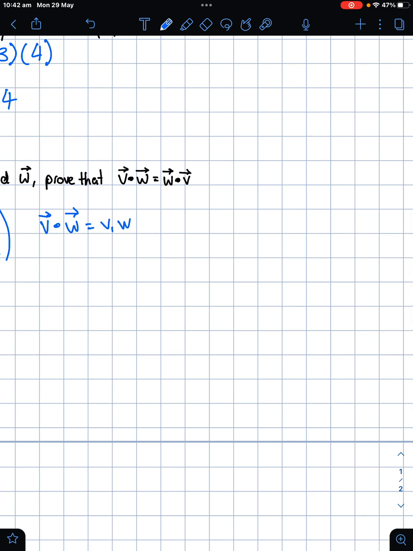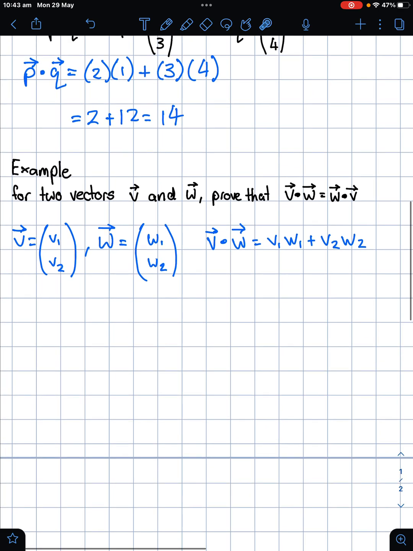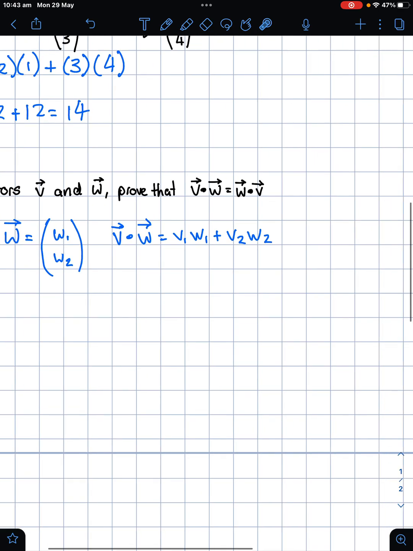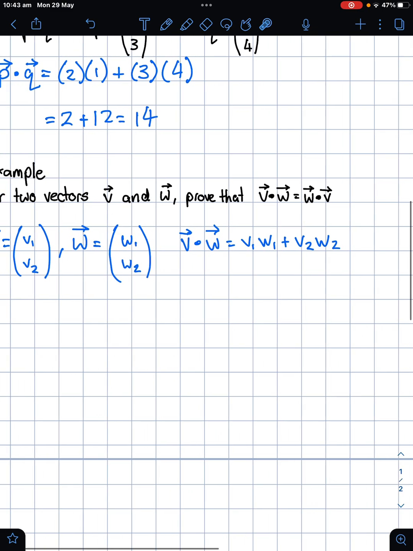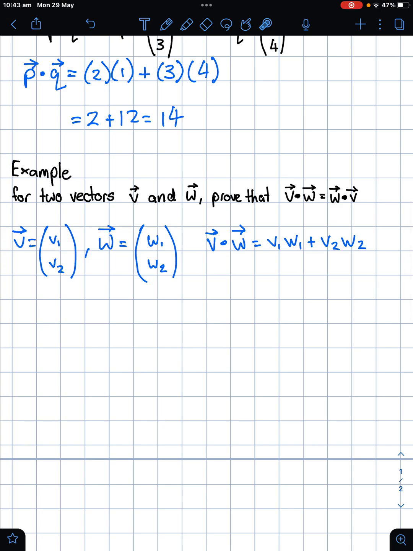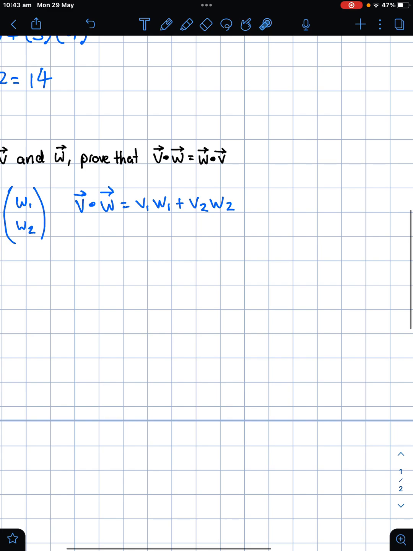So then we go, well, the dot product of v dot w is going to equal v1 w1 plus v2 w2. So that's the dot product of v dot w. Now, you've got to remember here that these are just numbers. So this would be like, in this v vector, this could just be like a 3, and this could be like a 2. And so the order of them is not actually important.